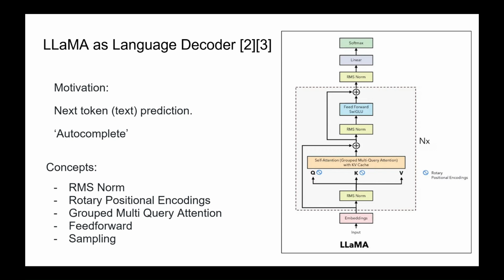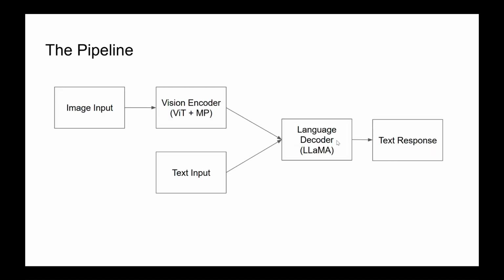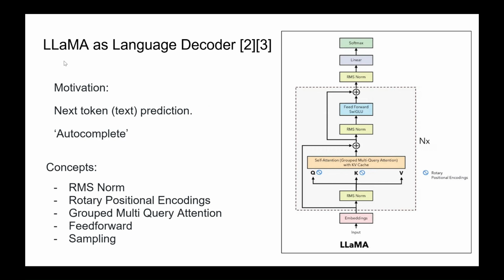Okay, so the first component is the language decoder. In this case, it is the LLaMA architecture. So essentially the motivation for this is to have the text input, and then you have a text output, but the objective that this model is originally trained on is to do the next token or next text prediction.